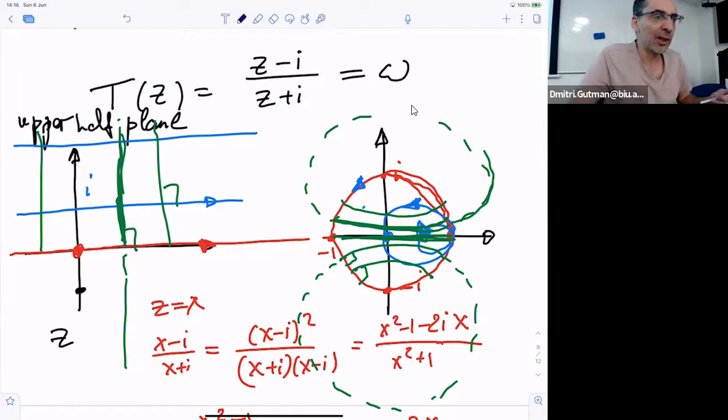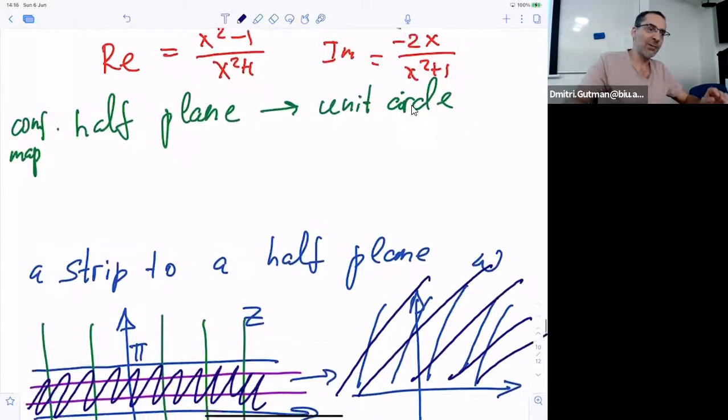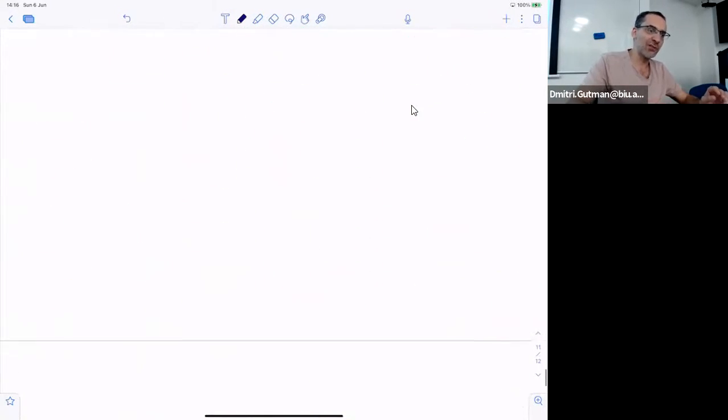But in principle, you can be in different situations, for example, given two domains, and that's a typical situation. You're given two domains, and you ask, I want to find a function such that it maps one domain onto another. That's a legitimate equation.